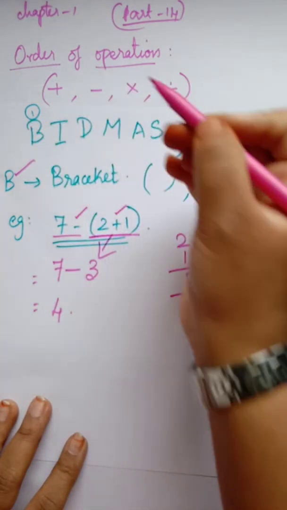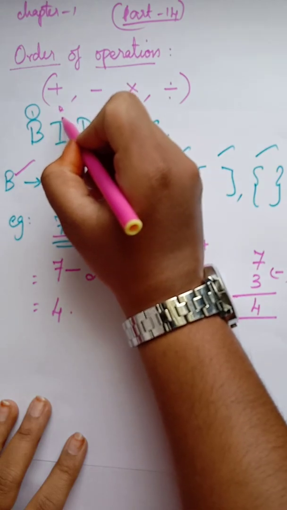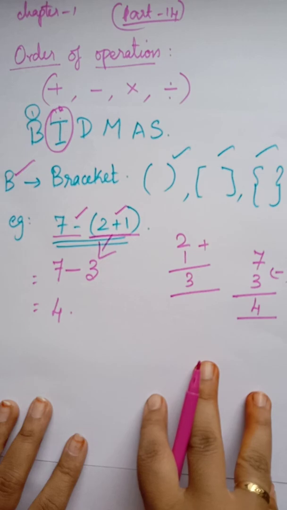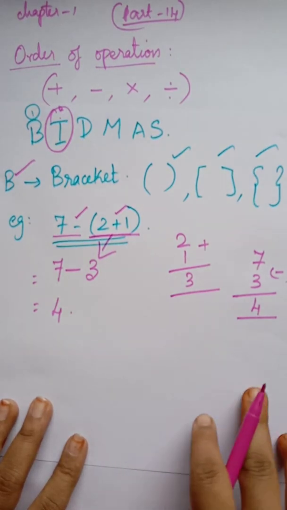So the first one we have completed. The second one is indices, which you will not see in this 6th standard. It is based on powers, base and so on.